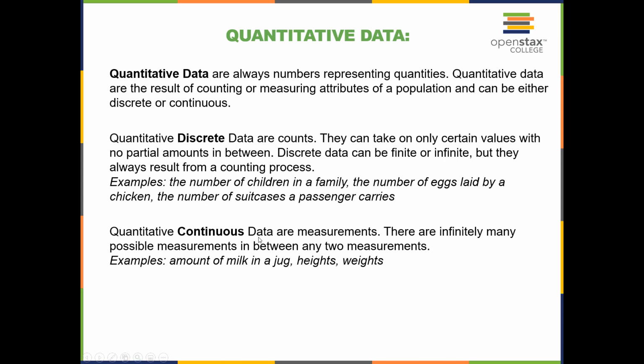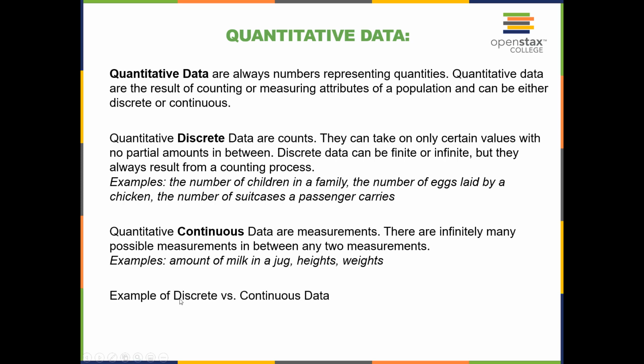Continuous quantitative data, so we're focusing on the word continuous here, are measurements. There are infinitely many possible measurements in between any 2 measurements. So examples are amount of milk in a jug, heights, weights, anything you would measure with an instrument, and possibly have very tiny fractions in between any 2 units of measurement. So it's easy to remember that discrete means counting and continuous means measuring.